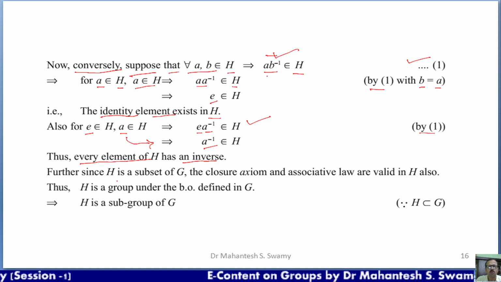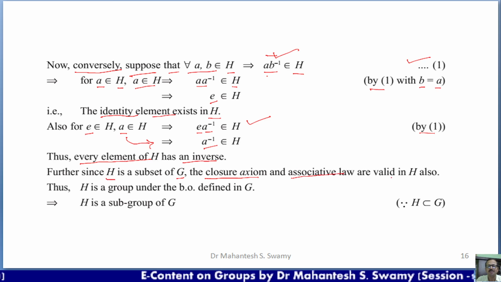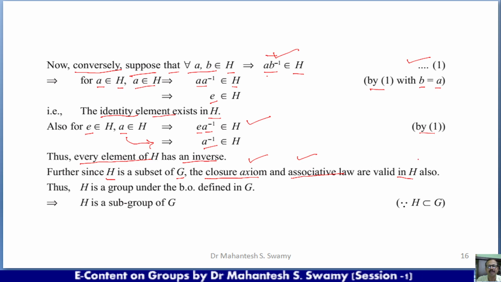Now the other two properties are very much straightforward. Closure axiom is valid in the superset G, therefore it should also be valid in the subset H. Associativity law is valid in G, the superset of H, therefore it is also valid in H. When these two axioms are valid in the supersets, they must be valid in the subsets, therefore they are valid in H. So H is now satisfying closure axiom, associativity law, inverse law, and identity law. So all the four laws are satisfied, therefore H is becoming a group.